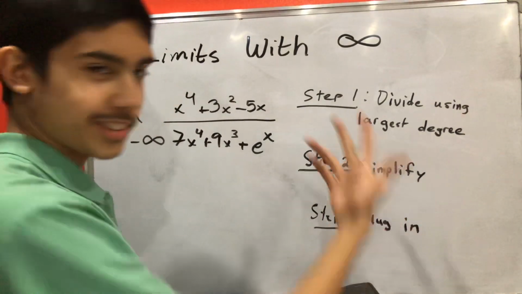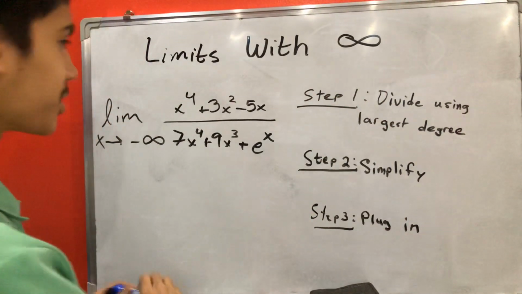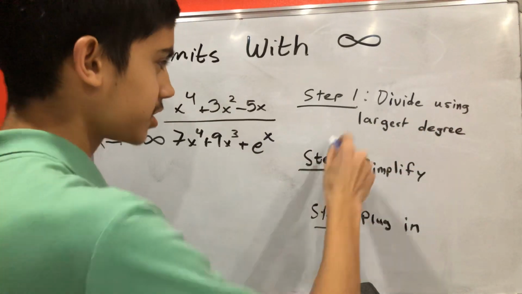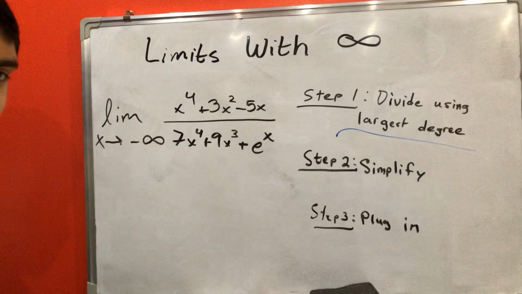Alright, limits with infinity. Let's do this. Okay, so what's the first step? Just 3 steps. First step, divide using the largest degree. So what's the largest degree in here?